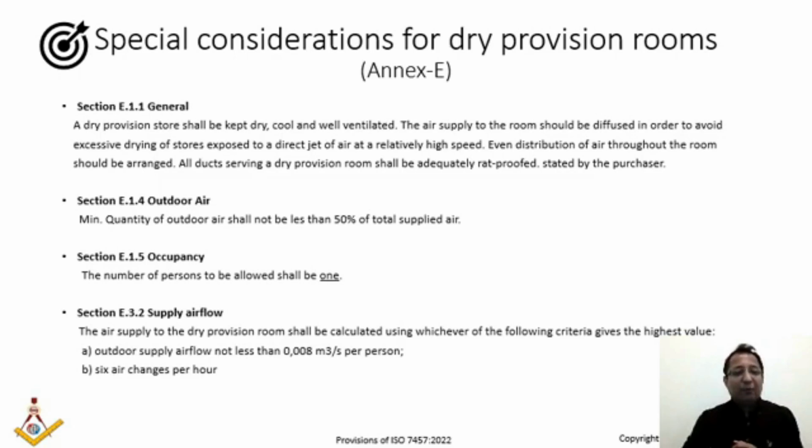Then section A.1.4 talks about the outdoor air. The minimum air quantity should not be less than 50% of the total air. This you need to consider very, very carefully. This question is often asked in interviews: what is specific about a dry provision room? So don't forget about this rat proof and 50% of the total air supply. The number of occupants you can take as 1. Even if you take it as 0, it doesn't matter much, but take it as 1 as specified.